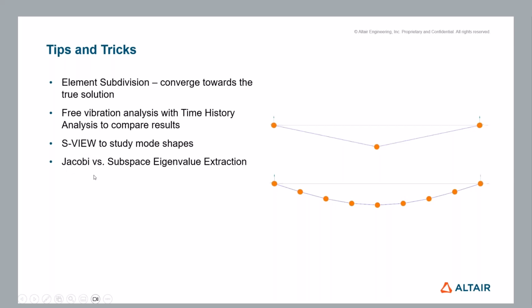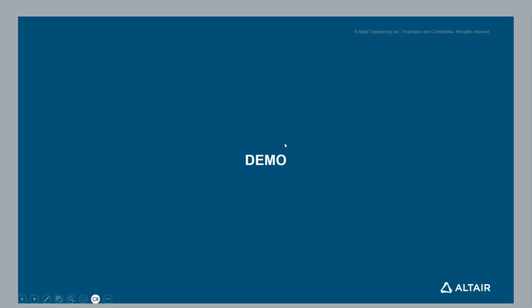And we have options for the different eigenvalue extraction methods as well. We might not be going into too much detail on this in this presentation, but there are some suggestions for using Jacobi if you have perhaps a single degree of freedom system or not very many degrees of freedom and you want to calculate all of them, versus subspace iteration, which can be more efficient for larger models, but won't calculate all the mode shapes for you. It's just going to do the lower half. So we're going to jump into the demo now.